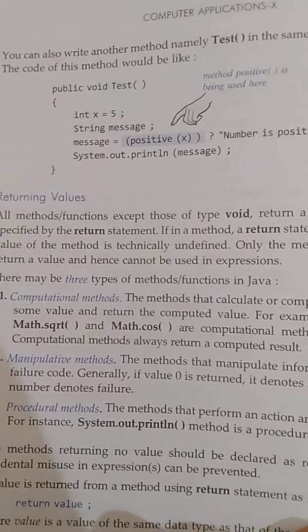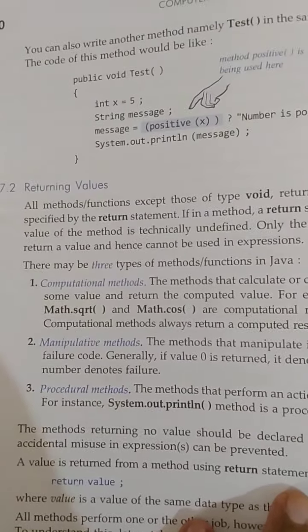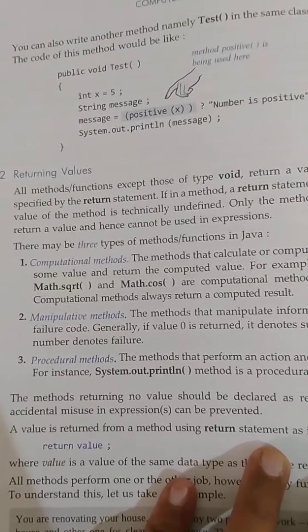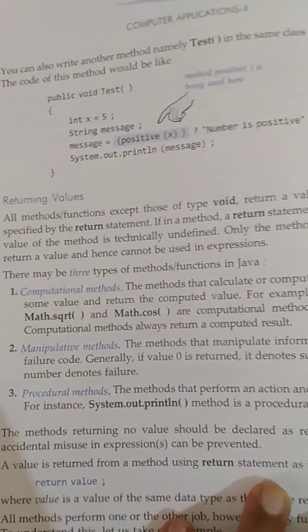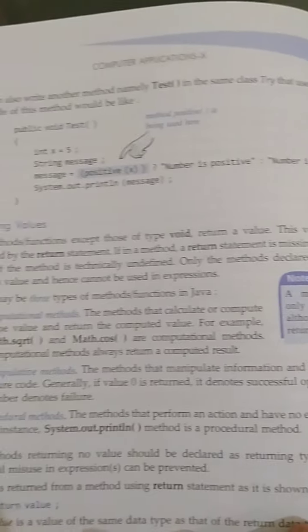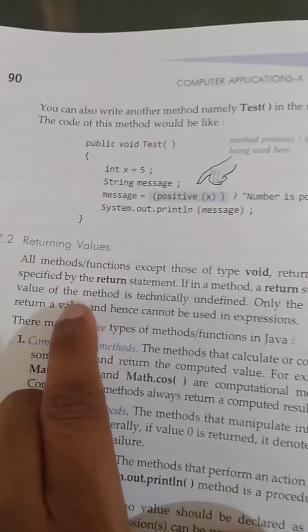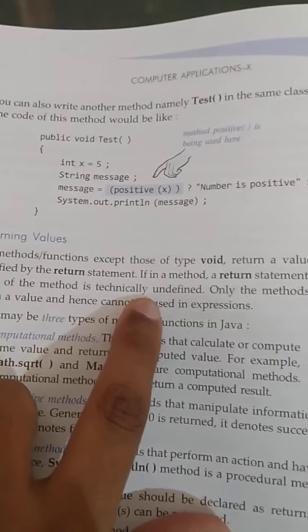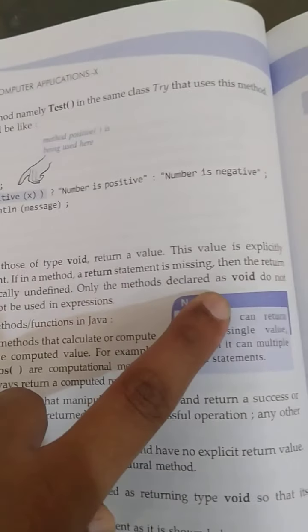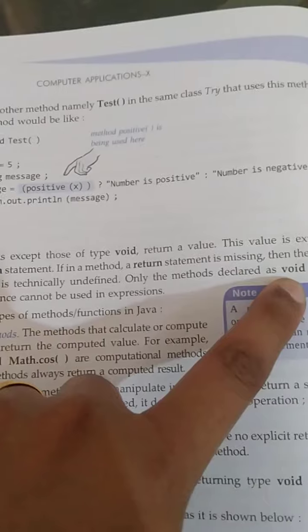All methods or functions except those of type void return a value. Void means a method which does not return any value. If in a method a return statement is missing, then the return value of the method is technically undefined. Only that method is declared as void. A method which does not return a value is declared as void.